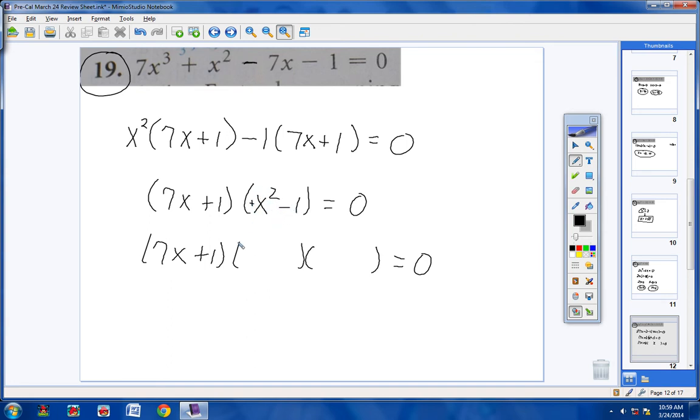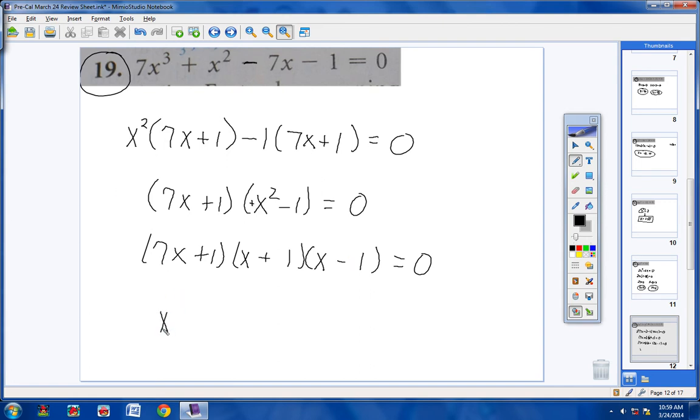So here we go. The square root of x squared is x, so I put an x here and an x here. The square root of 1 is 1, so I put a 1 here and a 1 here. Make one positive, make one negative. And now, if I take each group and set each group equal to 0, let's see what I get.